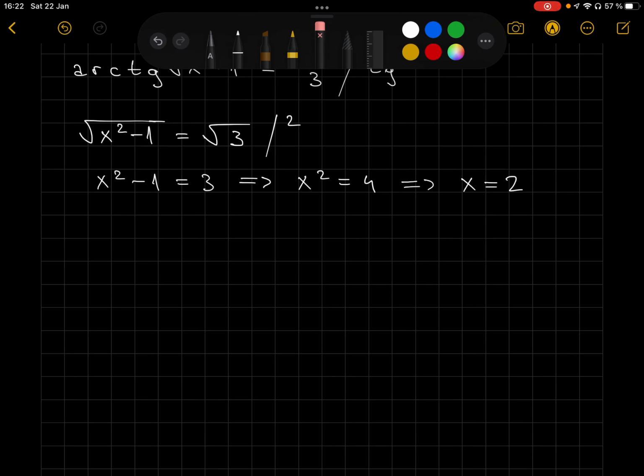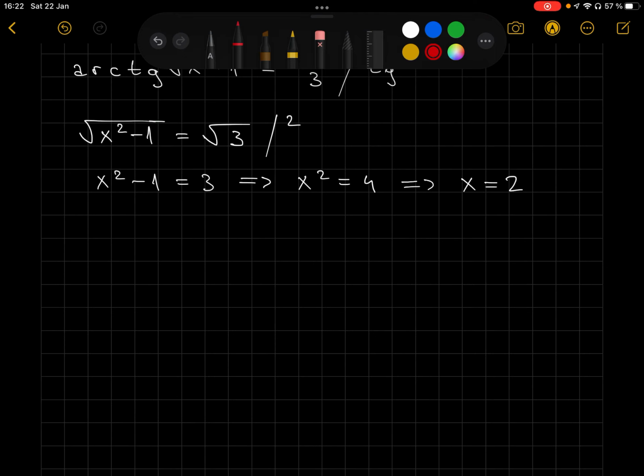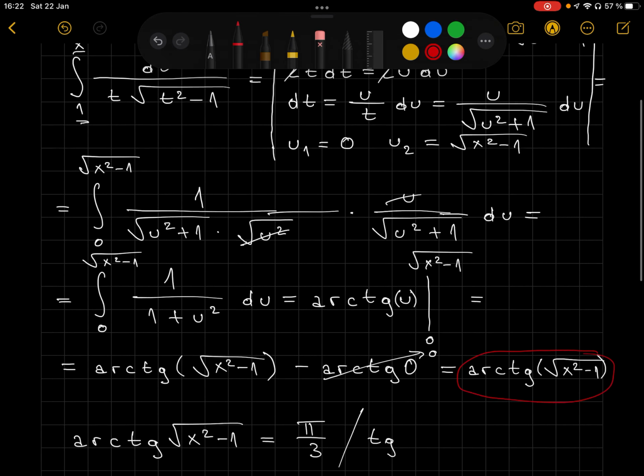Let me just do that in a different color. So that's the solution to our given equation.